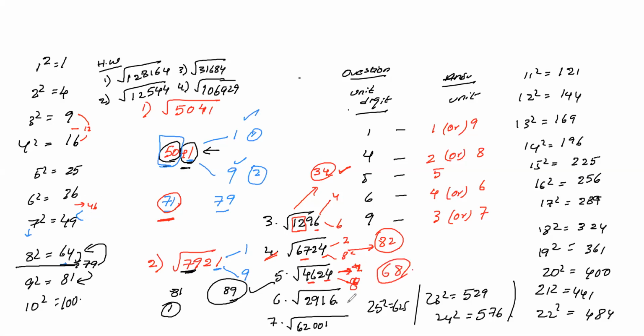Okay. Next one, sixth one. 54, sir. Which one? Sixth one? 54. Super. Correct. Good. Seventh one.